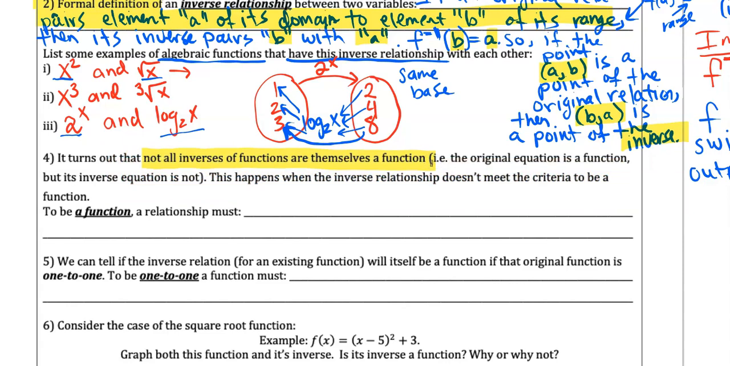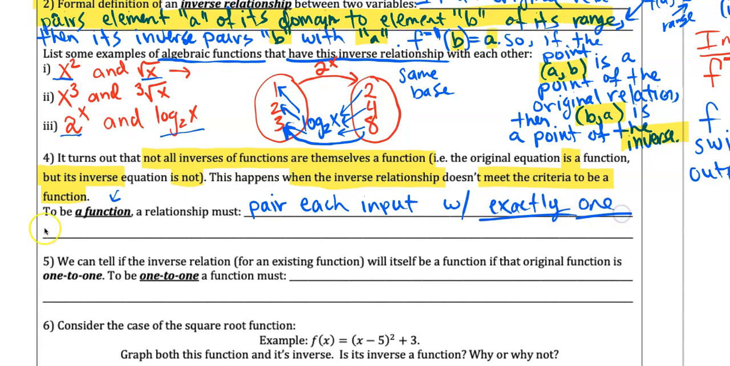So sometimes the original equation is a function, but the inverse is not. That does happen sometimes. And this happens when you find the inverse relationship and it doesn't meet the criteria for being a function. So we have to remember what the criteria is for being a function. To be a function, a relationship must pair each input with exactly one output.